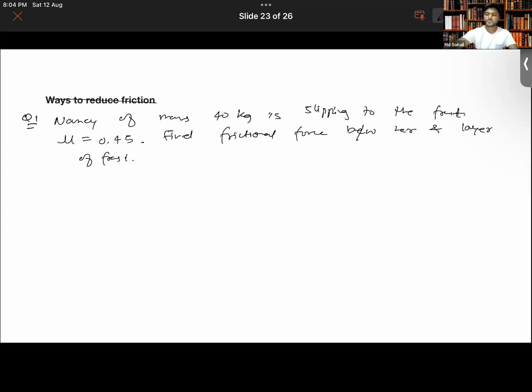Sir, what is written after frictional force? I can't read it. In short, I have written it as between her and layer of frost. Oh, okay, sir. Okay.